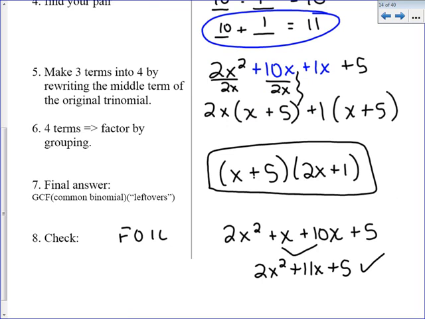So people always ask, do I have to check my answers? No, but if you have time, why not? Questions? This is a very important type of factoring. We'll be doing a lot of this in Unit 1, a lot of this in Unit 2. You typically see a standalone one of these on your final exam as well.